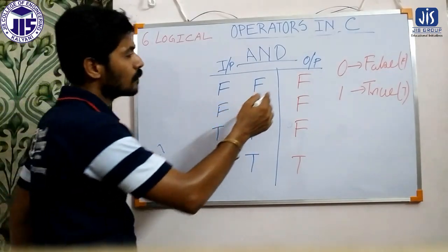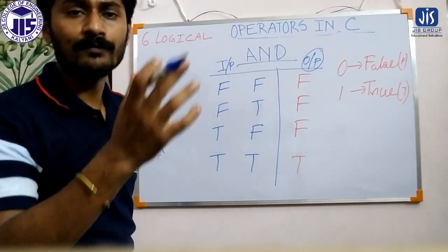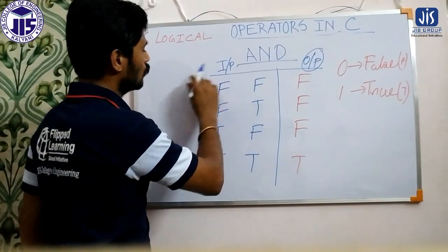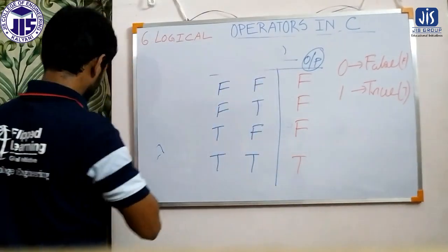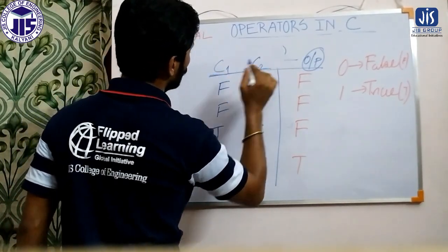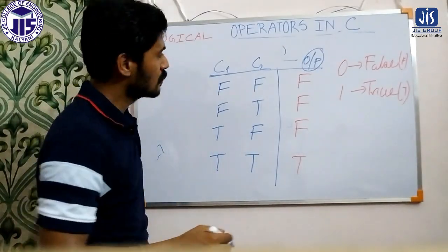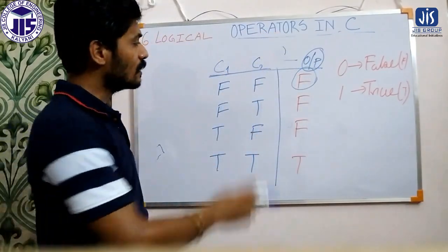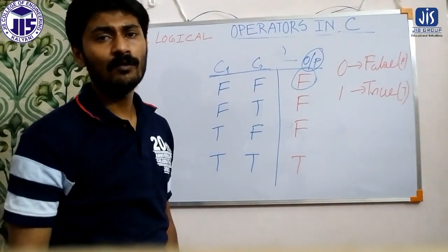So here you can see this output is basically representing the ultimate output of the condition. Now this is my condition 1 and this is my condition 2. And this is the output, the ultimate condition. So if condition 1 is false, condition 2 is false, then ultimately it will be treated as false.